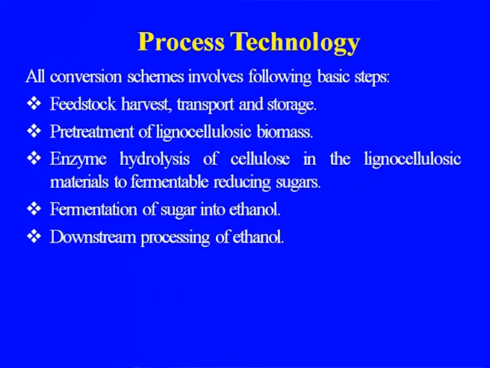Already we have discussed some of the technology that is available. All the conversion processes in the case of biomass to ethanol contain feedstock harvesting, transport and storage, pre-treatment of the lignocellulosic biomass, enzyme hydrolysis of the cellulose in the lignocellulose material to fermentable reducing sugar, fermentation of the sugar into ethanol, and downstream processing of the ethanol. So these are some of the steps involved when you are going for manufacture of ethanol from biomass.